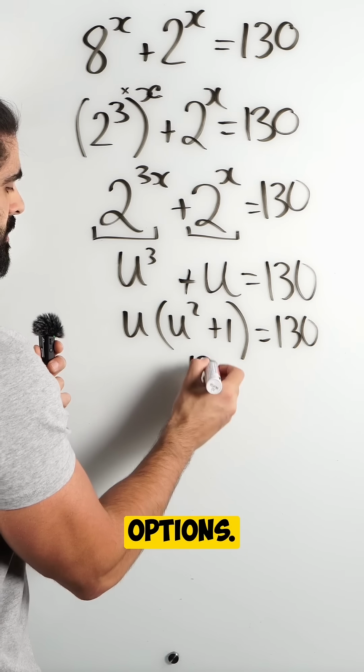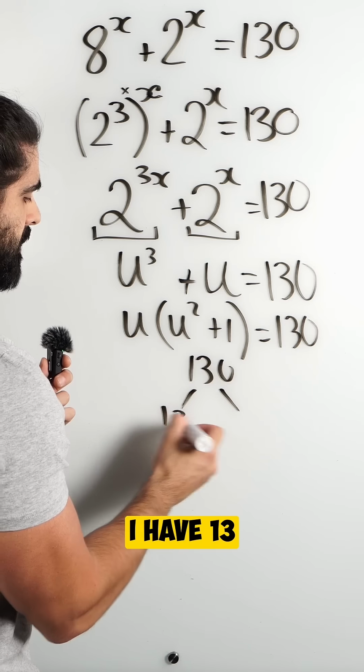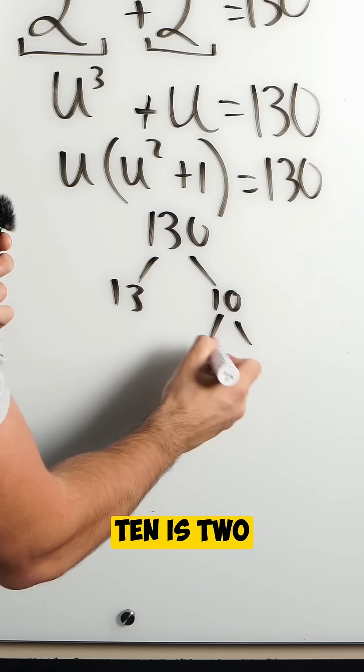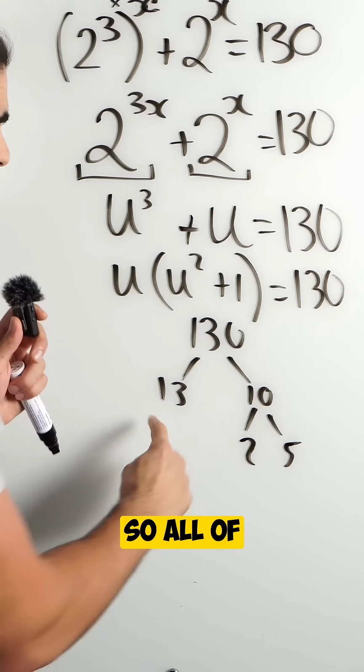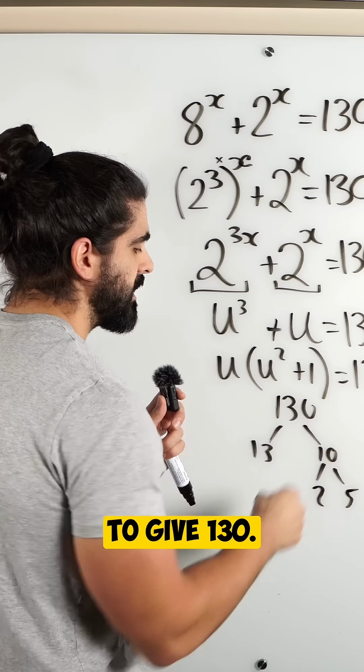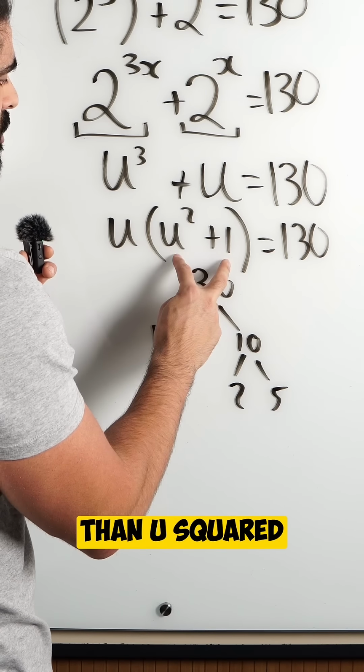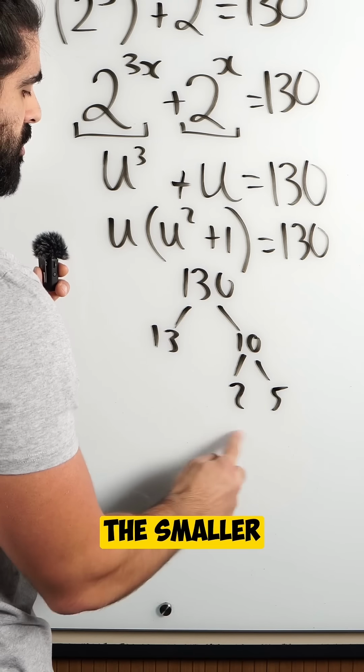I have some options. I'm going to use a tree here. I have 13 and 10. And I'm going to break it up into its prime numbers. 10 is 2 and 5. So all of these numbers multiply to give 130. I'm going to look at some pairings. If you look at this expression, u is smaller than u squared plus 1. So u has to be one of the smaller numbers.